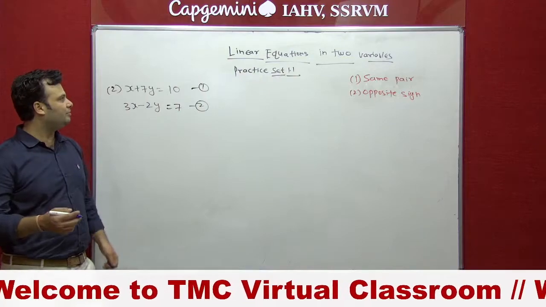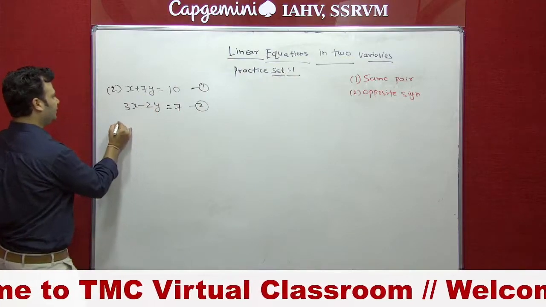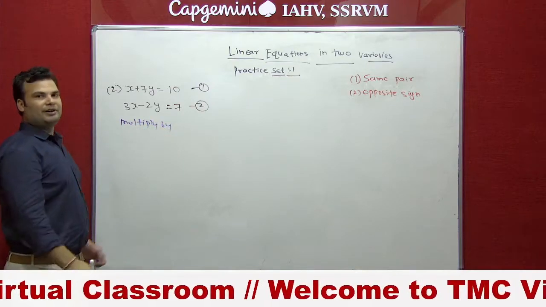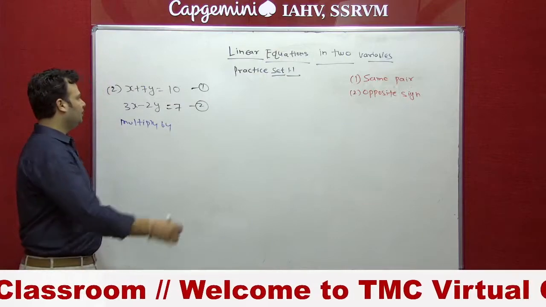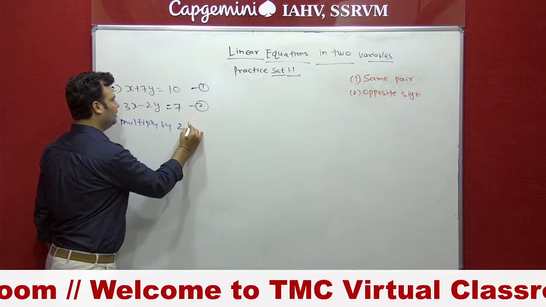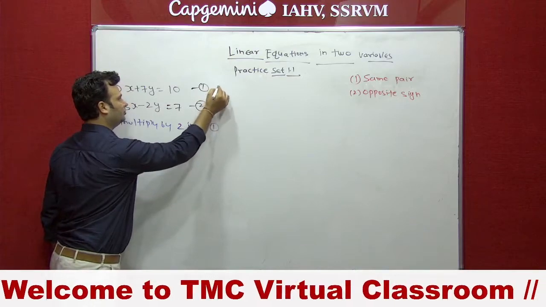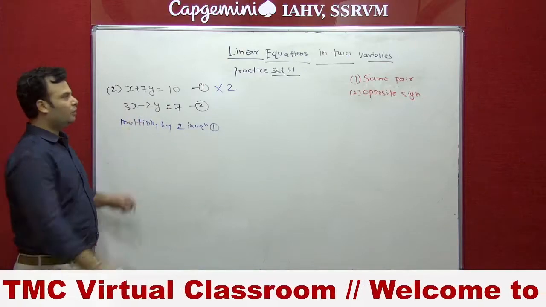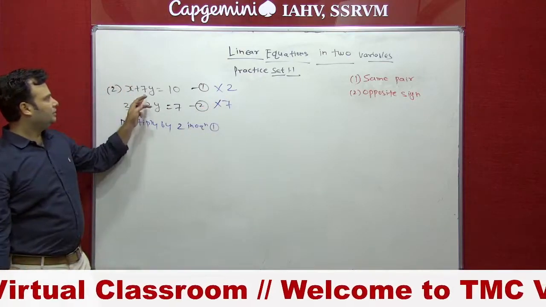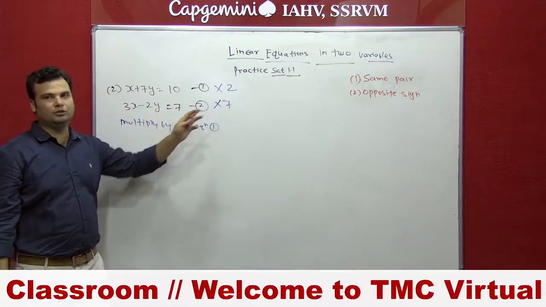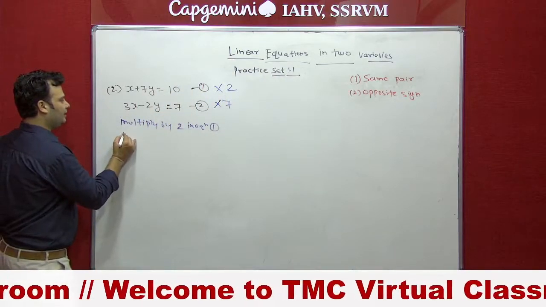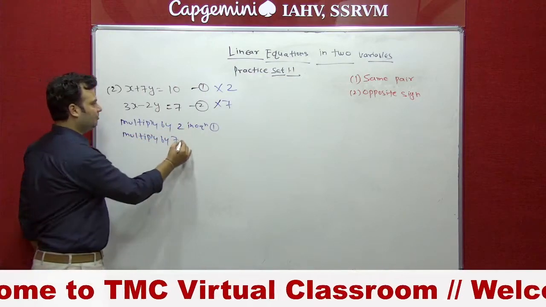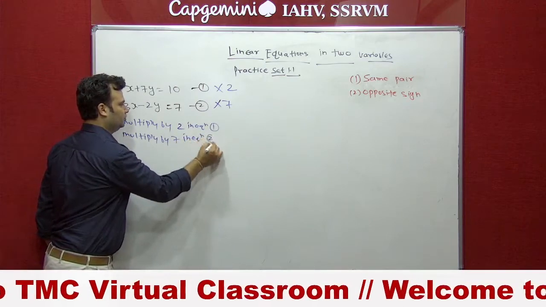So how can we multiply? Simple method. 7 times 2 is 14, 2 times 7 is 14. So multiply equation 1 by 2 and equation 2 by 7, because 7 times 2 is 14 and 2 times 7 is 14. Simple thing.